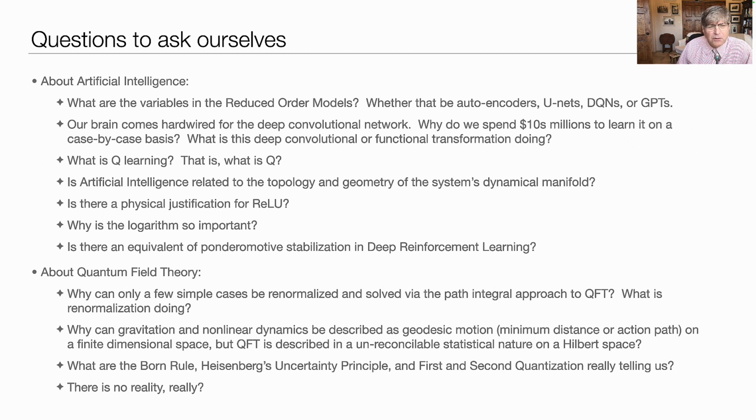Deep reinforcement learning is dynamic programming. It's a control problem, right? Is there the equivalent of ponderomotive stabilization, which doesn't require a measurement of the system? Because in many cases, it's not practical to make that measurement of these systems that you want to optimally control, so that you can do a feedback control, which is the normal method.